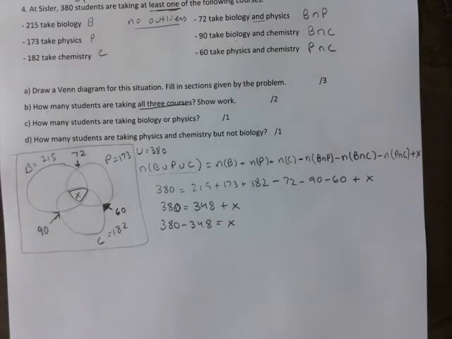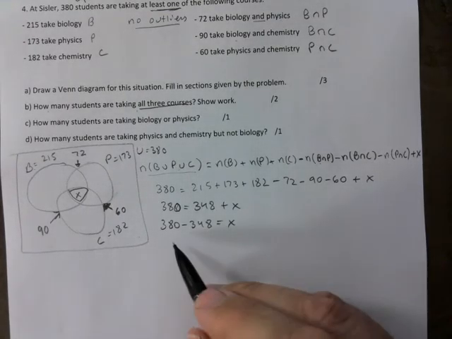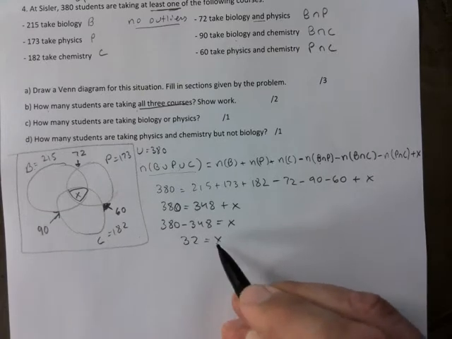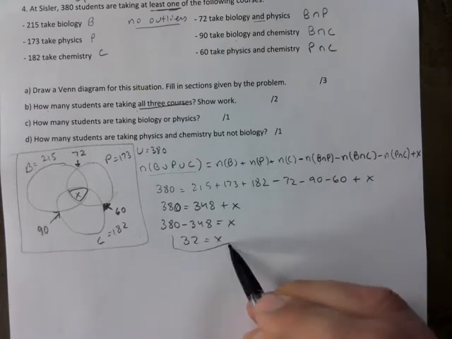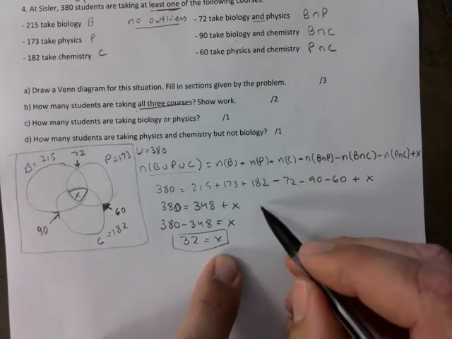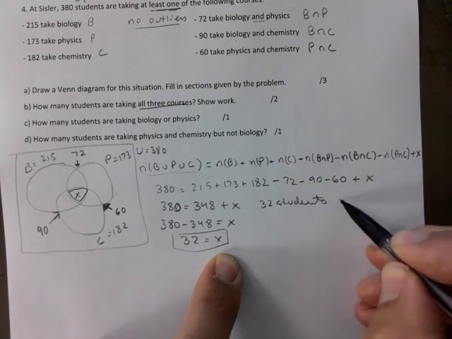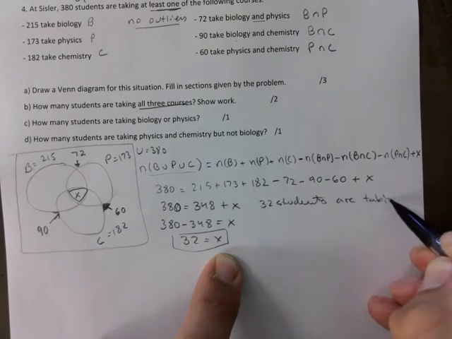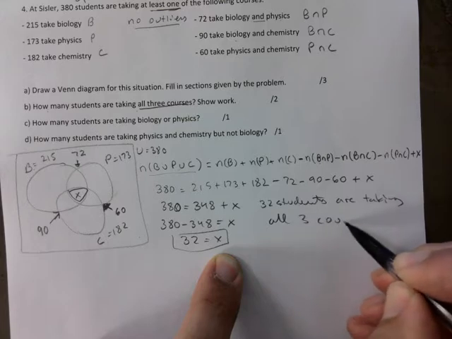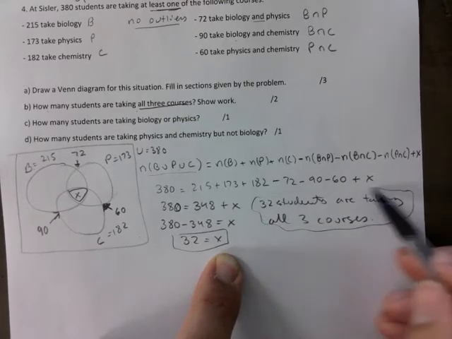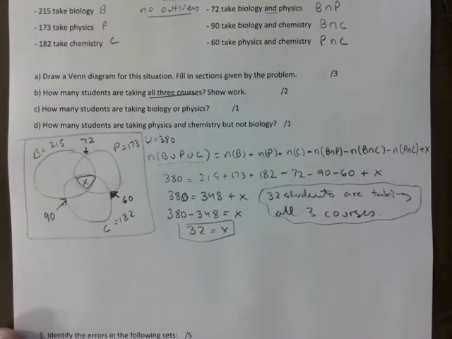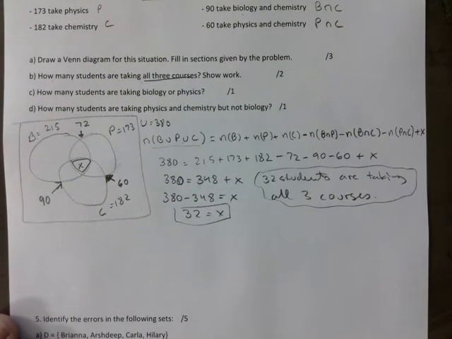Can I just say something? If you get a negative, go back. You made a mistake. If you get a decimal, go back. You made a mistake, right? So something went wrong along the way. So this 32 is equal to X. So I will just say what that means, right? 32 students are taking all three courses. Is my explanation of that answer. Okay, so that would have given you 2 marks right there to do that.